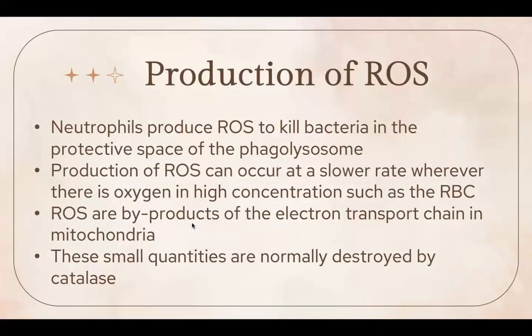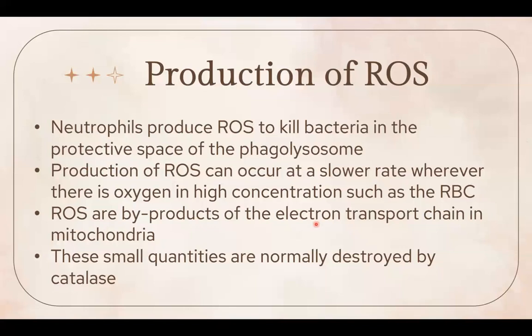Okay. So this is pretty much summarizing what I explained using that image, that neutrophils produce ROS to kill bacteria in the protective space of the phagolysosome. Phagolysosome is an organelle which contains the phagocytosed bacteria, and it also contains the enzyme NADPH oxidase. NADPH oxidase produces superoxide to kill the phagocytosed bacteria. The production of ROS can also occur at a slower rate wherever there is high concentration of oxygen. So that's very important to remember, such as RBCs. RBCs are also capable of producing ROS.